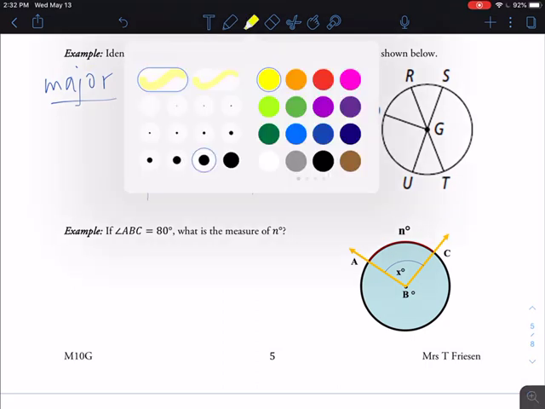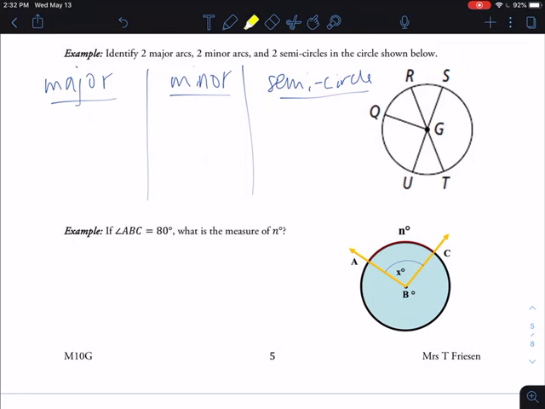So the first thing I want to point out is we do have a couple diameters showing up in this circle. We have a diameter here, and we have a diameter here. And those are important because that helps us to find what half the circle is, which we're going to need in order to figure out where is a semicircle, and then what's bigger than a semicircle to find a major arc. So I'm just going to keep that in mind.